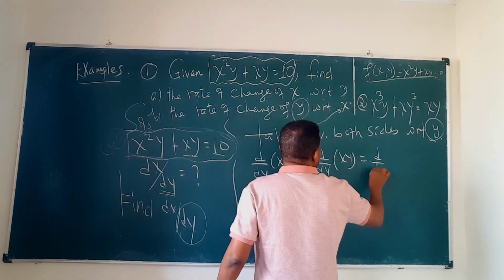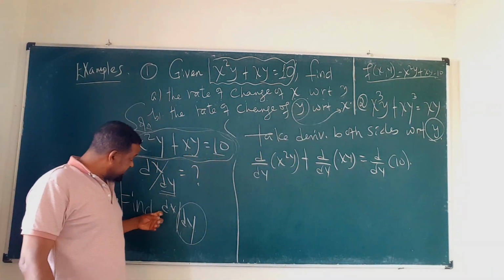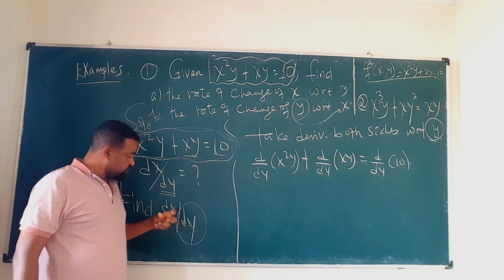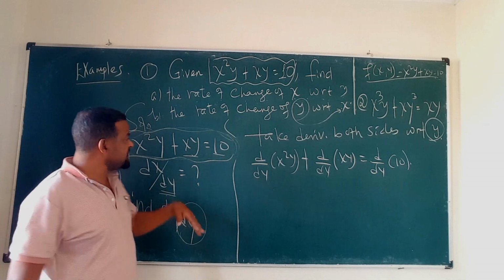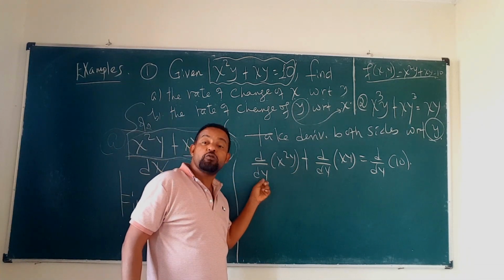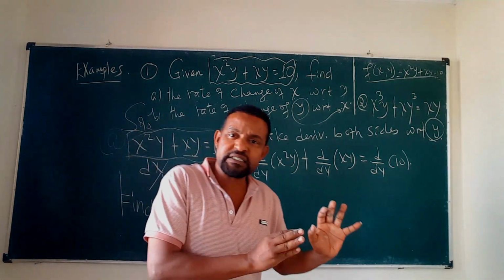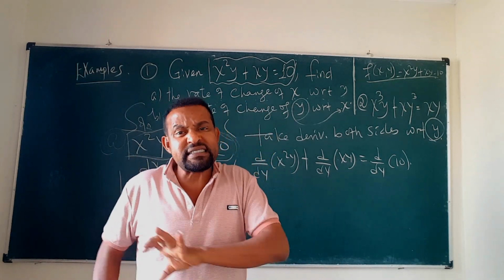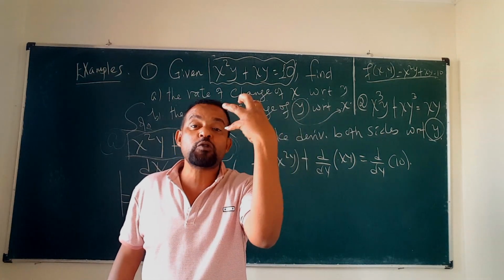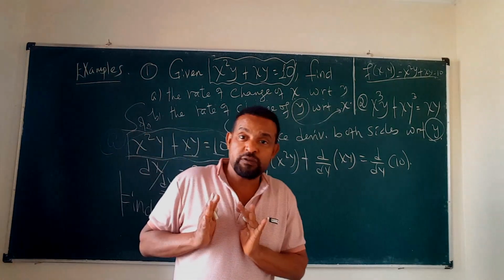should be equal to d by dy of 10. So what have we done? To find the rate of change of x with respect to y, we take the given equation as it is and differentiate both the right and left hand sides with respect to y. Okay, now when you differentiate, follow carefully.